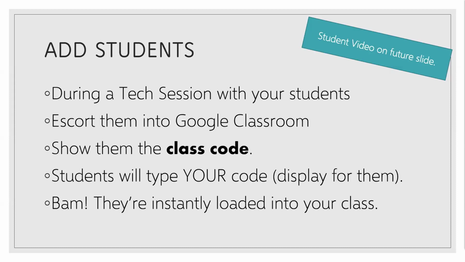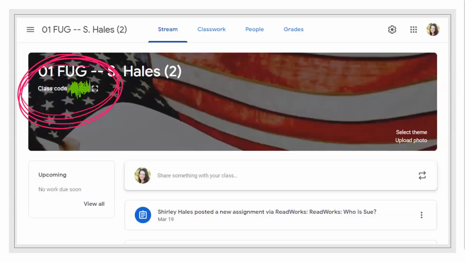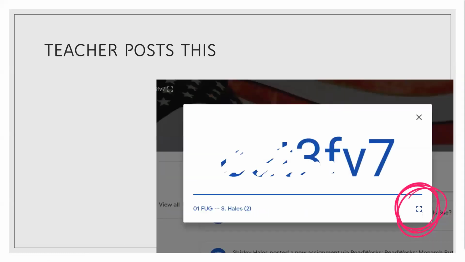How do I get my class code? How do I share that with my students? On the next slide, I scribbled it out so that you wouldn't go into somebody else's Google Classroom, but right underneath the name of your classroom is where you're going to find that class code. And immediately to the right of it, you'll find this broken square. If you click on the broken square, it will pop that classroom code up larger so it's easier for you to see.